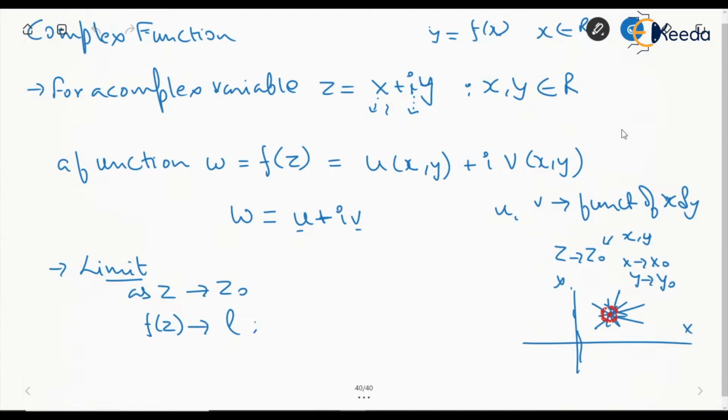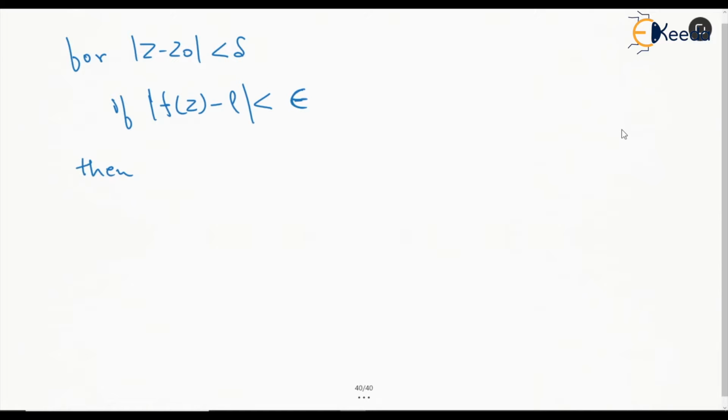So this can also be written as, for modulus of z minus z naught less than some del, which is a positive small value, if modulus of f of z minus L is less than some positive value epsilon, which is a real positive value, then we can say that the limit of f of z for z tends to z naught is given as L, right?